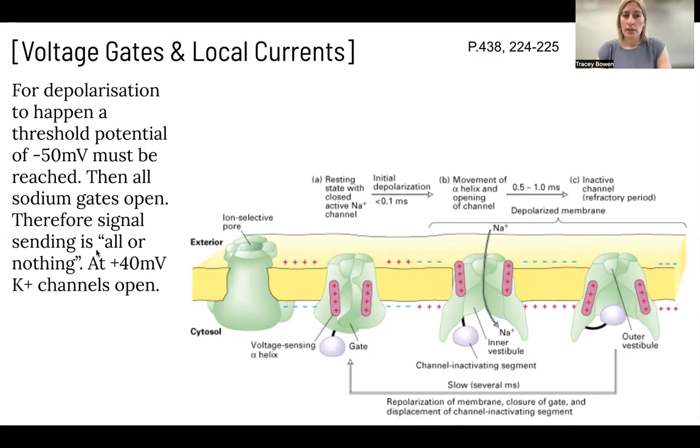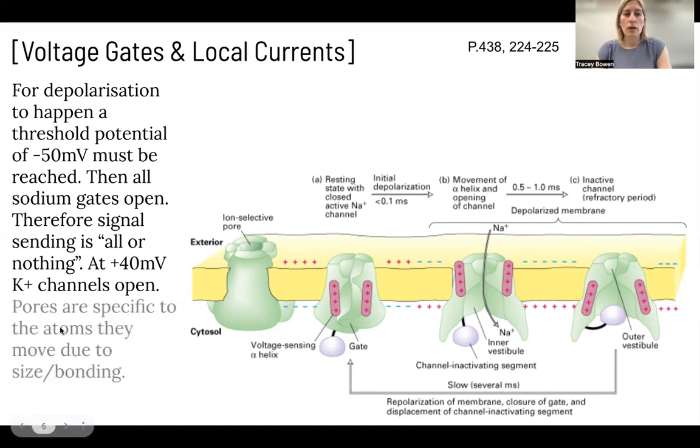So therefore, the signal is sending an all or nothing. And then there's a separate voltage-gated channel for potassium that's going to open at negative 40 millivolts. And so what's happening are these channels are specific to the atoms that they move, and they're related to the size and bonding capacity of these proteins.